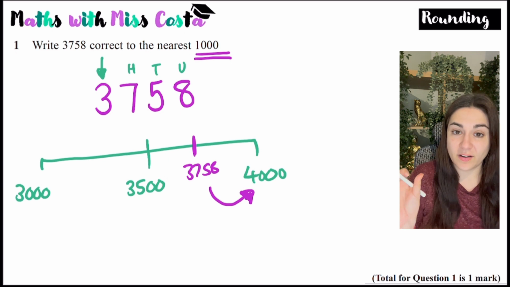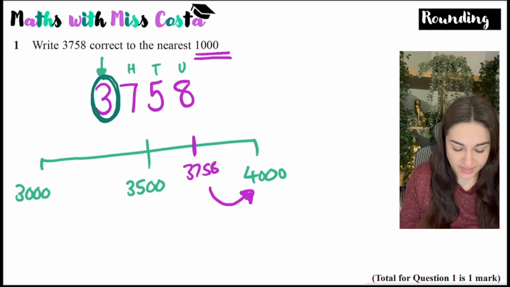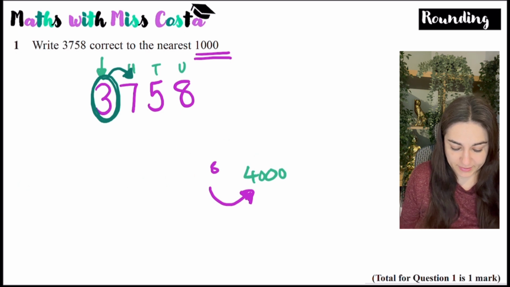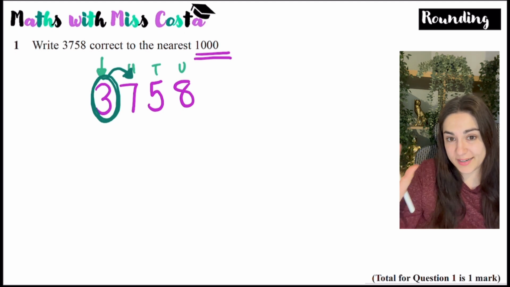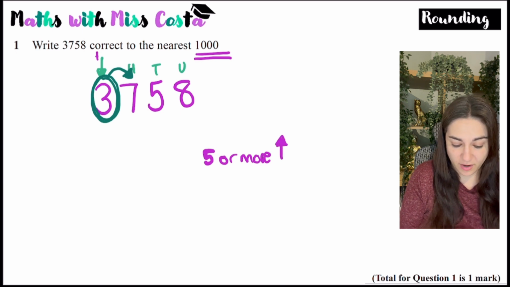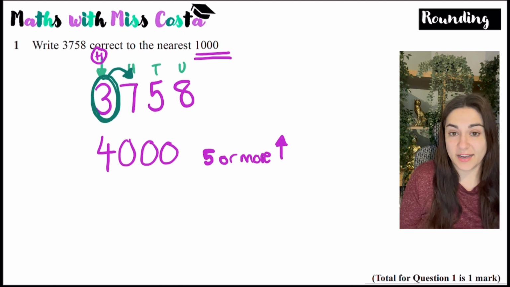Now the way that I do it, if I can't visualize the thousands, is I circle the digit that is in the thousands column. So that's 3, and I look next door to the number next to it, which is 7. When I'm rounding, I look next door, and if what is next door is 5 or more, I round my number up. So when I round up, I add 1 to the circled number, and everything else turns to zeros. So that would become 4, because 3 plus 1 is 4, and then I'm rounding it to 4,000.